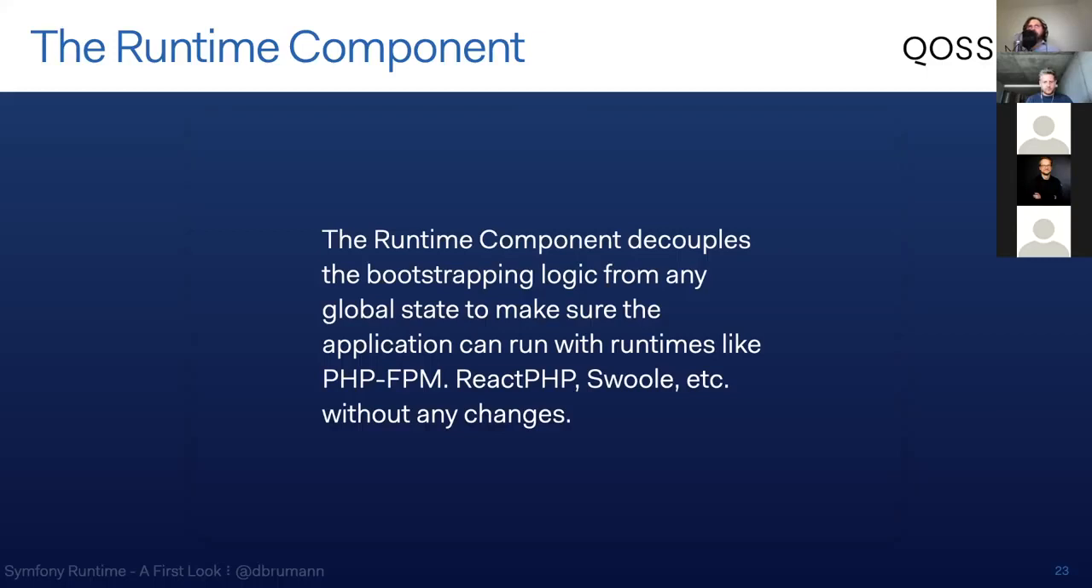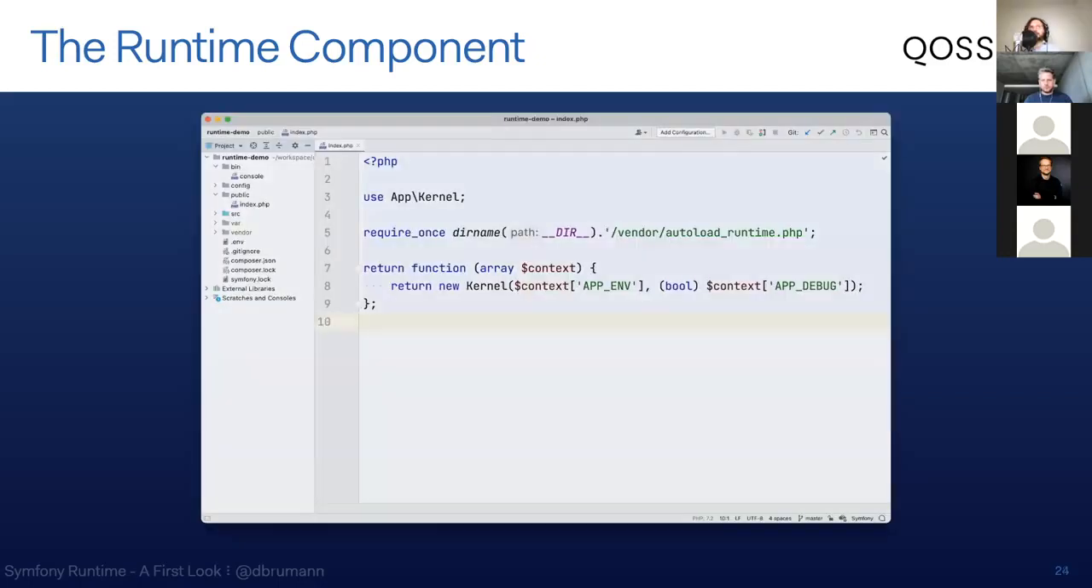and console PHP. So the documentation, I think, says that the runtime component decouples the bootstrapping logic, so your index PHP and your bin console, from any global state to make sure the application can run with runtimes like PHP-FPM, ReactPHP, Swoole, and others without you having to make any changes to the bootstrapping logic yourself. And especially if we come to ReactPHP and Swoole, you will see why this might be interesting.